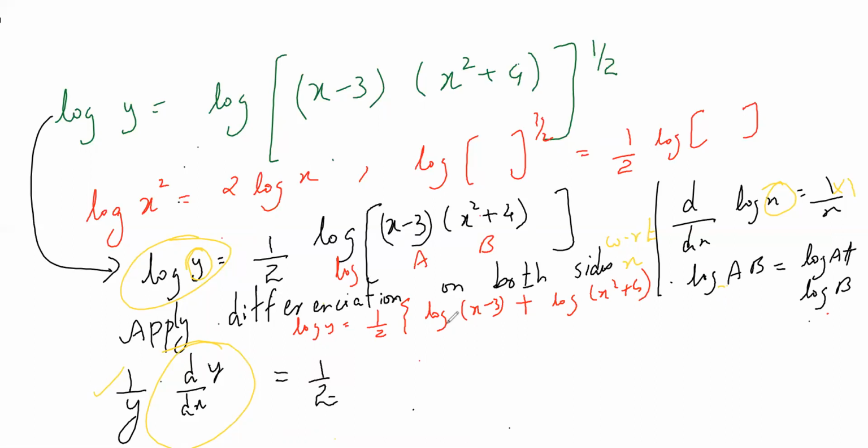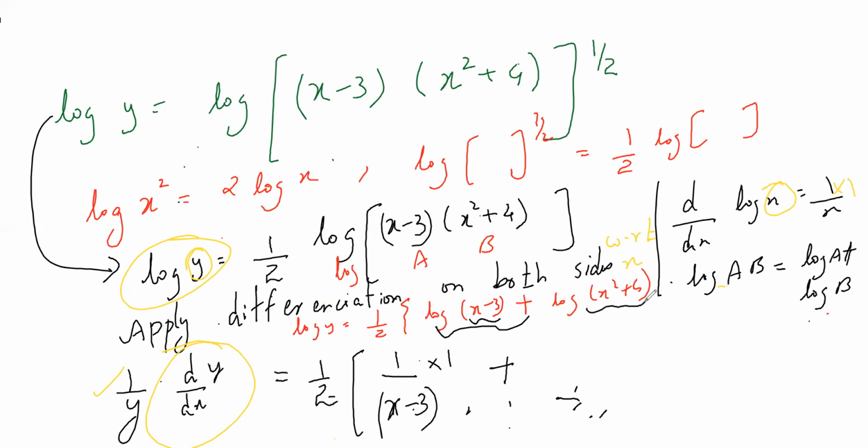So now I'm going to differentiate this. What is differentiation of log x? Log x is what? 1 by x. So 1 by x minus 3. And again, I will differentiate this x. What is the differentiation of x? 1. 3 is a constant, so it is 0. So 1 by x minus 3 into 1. Plus here 1 by x square plus 4.